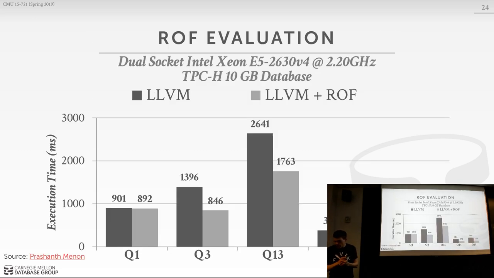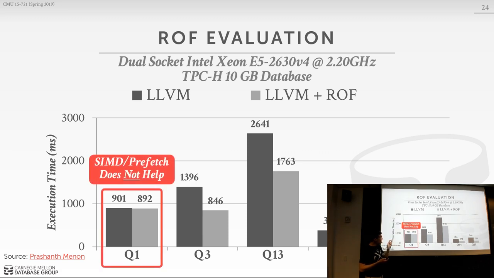So real quick, let's look at the evaluation of this. This is actually the same graph I showed before when we talked about compilation in Peloton. We're showing the interpreted version versus the LLVM version, but now I'm also including LLVM plus the relaxed operator fusion. The first point here, in Q1, this doesn't help you because this is very computation expensive, so we're not having a lot of cache misses. So all the prefetching and the operator fusion stuff doesn't help us. You see a bigger difference over here, and actually for all of these.